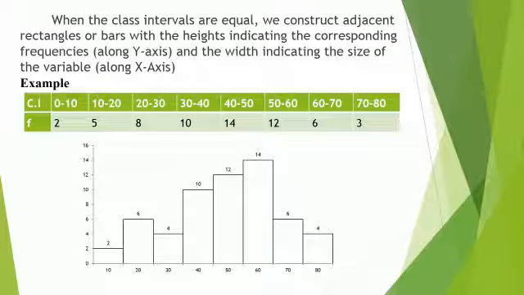Histogram has two types: one for equal class interval and another for unequal class interval. First we see the equal class interval with an example. The class intervals are 0 to 10, 10 to 20, 20 to 30, 30 to 40, 40 to 50, 50 to 60, 60 to 70, 70 to 80, and the frequencies are 2, 5, 8, 10, 14, 12, 6, 3. It is an equal class because 0 to 10 has length 10, 10 to 20 has difference 10, all lengths are 10 only. So it is an equal class interval.